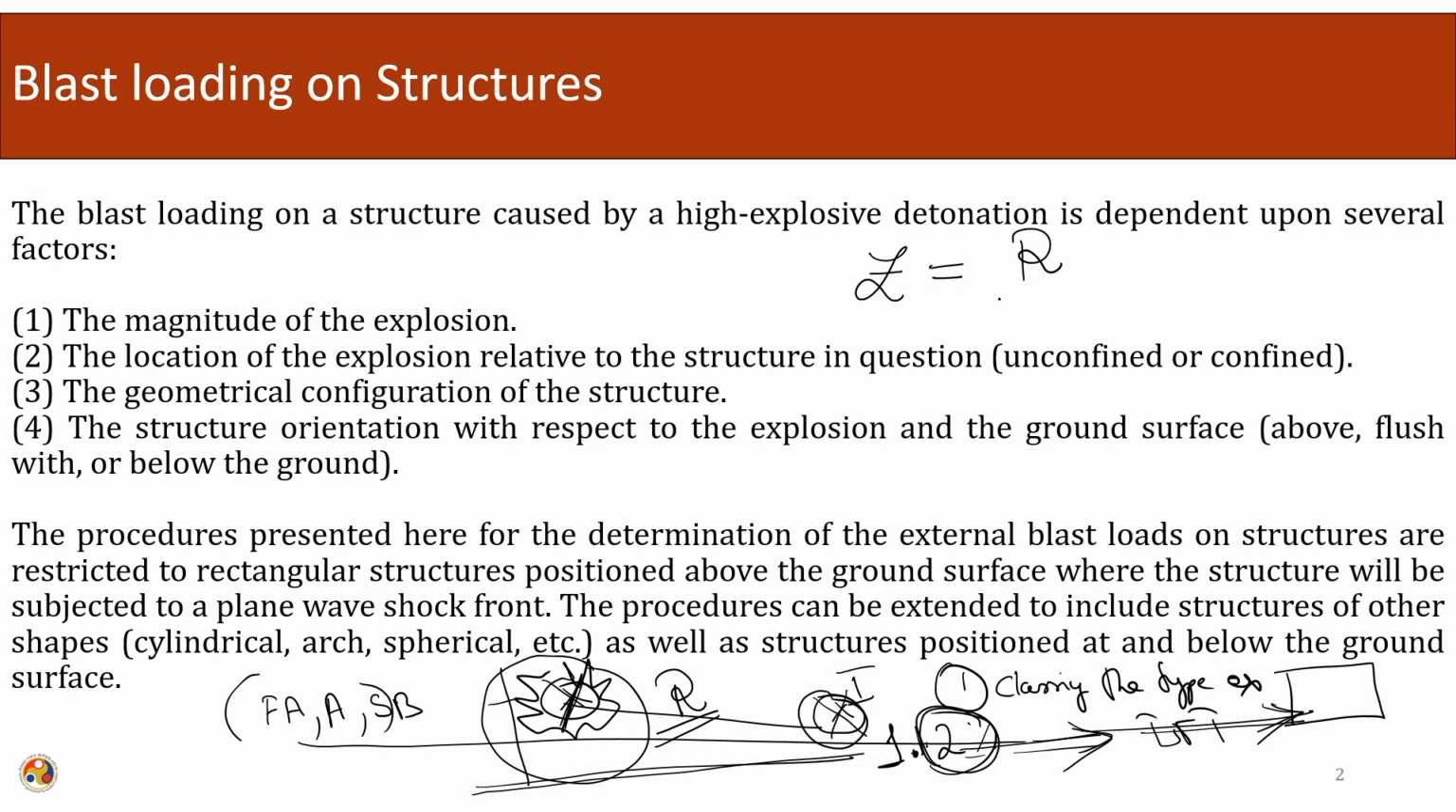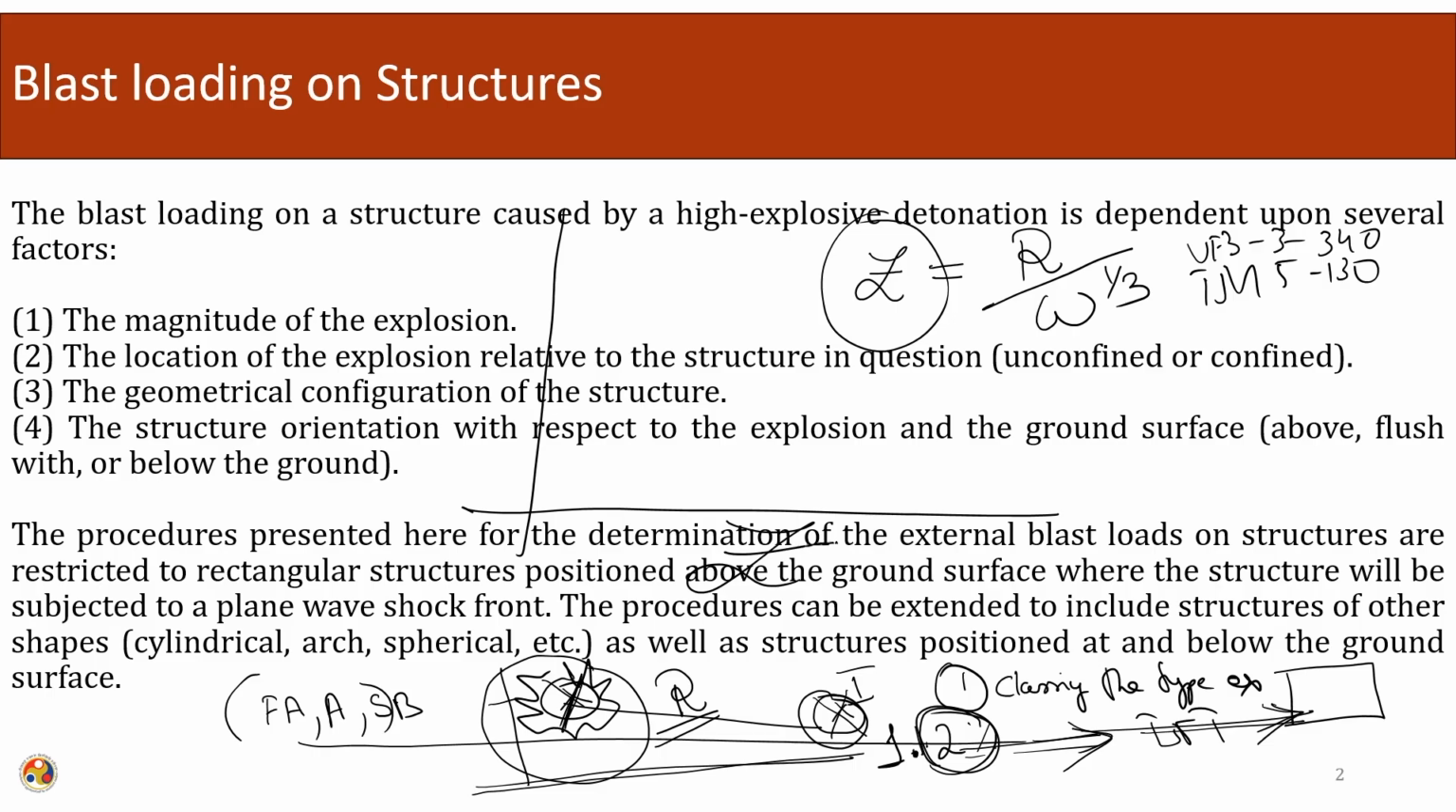Once we have calculated the standoff distance, we calculate the Z factor. The Z factor is calculated as the standoff distance divided by the cubic root of the weight. Once we have the Z quantity, we can take the respective curves from UFC 3-340 or TM5-1300. On these curves, Z is on the x axis, and on the y axis we will have peak incident pressure, peak reflected pressure, impulse, positive impulse duration, negative impulse duration, time of positive phase, time of negative phase, positive blast wavelength, and negative blast wavelength. So all these quantities will be there.